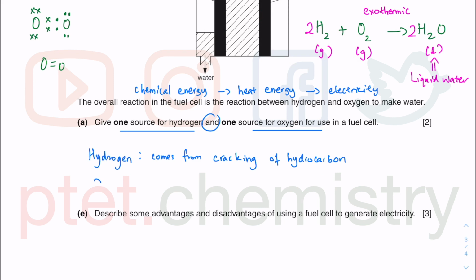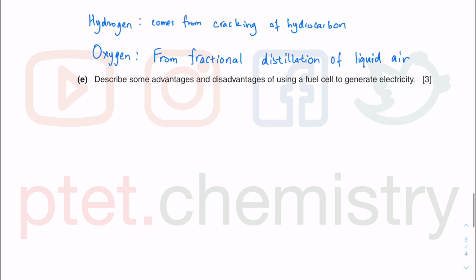And where in the world do we get our oxygen from? We get our oxygen from the fractional distillation of liquid air. The air contains quite a lot of oxygen, around 21%. So what you do is you separate it from liquid air by doing fractional distillation. Last but not least, for a 3-mark question, this is a describe some advantages and disadvantages.